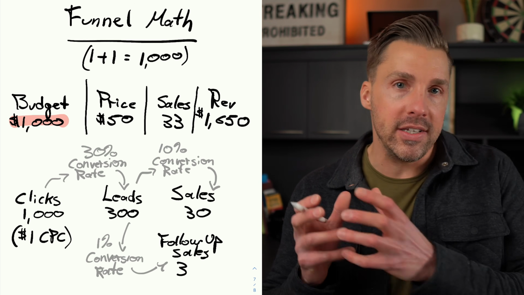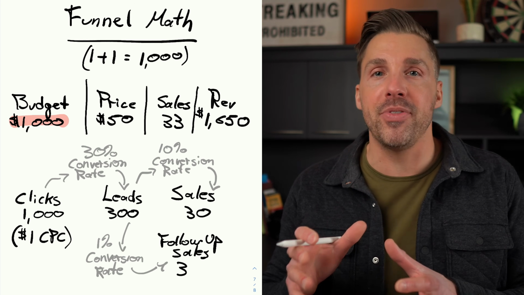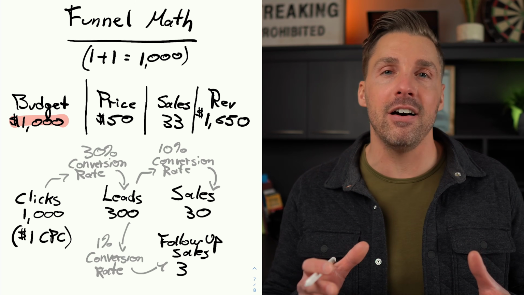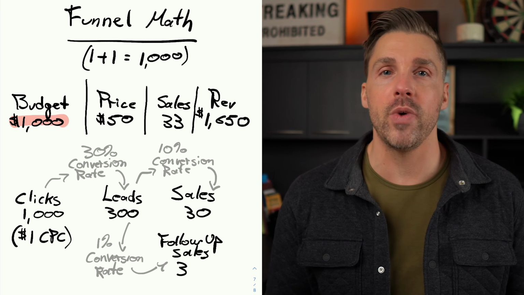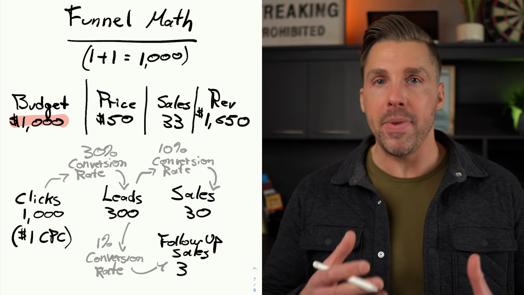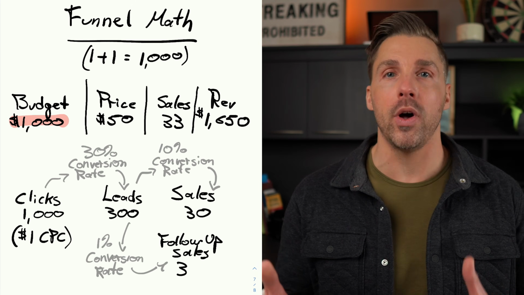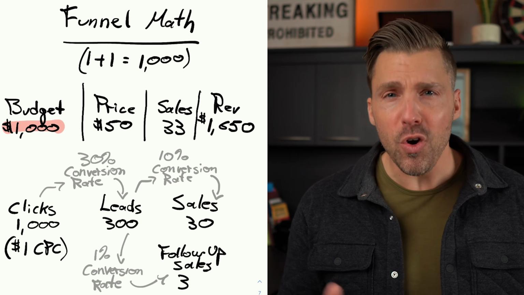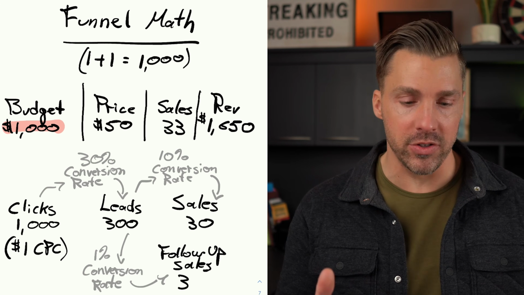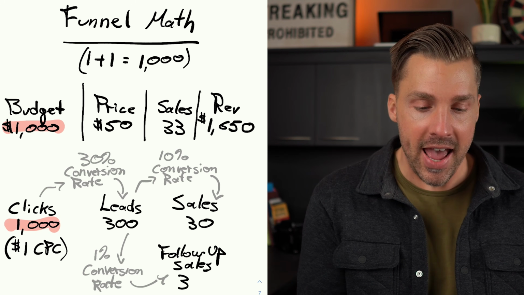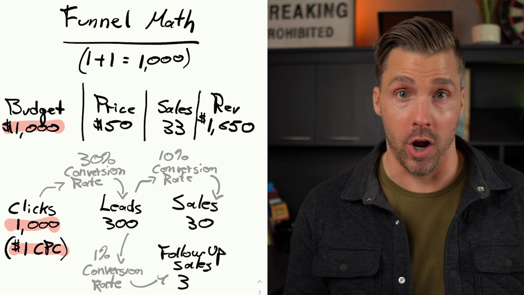Well, we know that if we spend this $1,000, we can then map things out, and we have a pretty decent idea of what some industry standard conversion rates are going to be and some cost per clicks, based not only on industry averages, but also on what we may have experienced in the past. So for this example, let's say that our budget of $1,000 gets us 1,000 clicks at an average cost of about $1 cost per click.